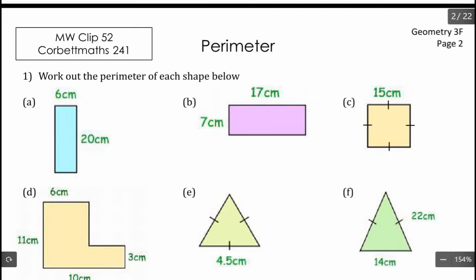So the only thing to watch out for on this is lengths that you aren't given. There are a few shortcuts as well, but in its simplest sense, if you just write in any lengths that you know that aren't on the diagram, you could just then add together everything you've got. So we could find the perimeter by doing 6 plus 20 plus 6 plus 20, and that would be 52.